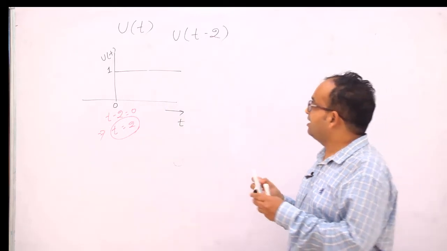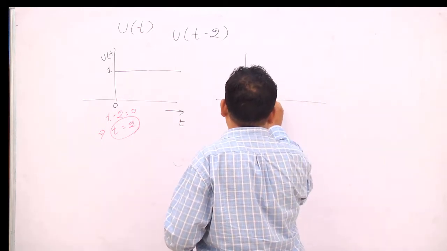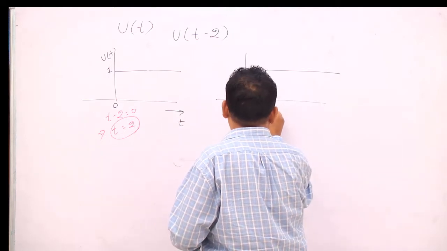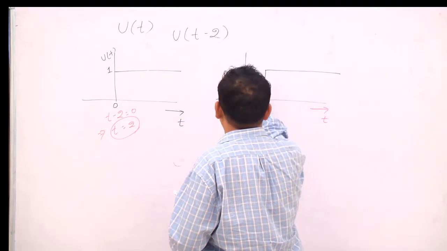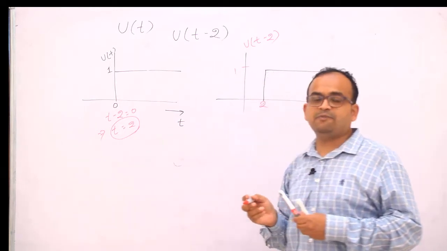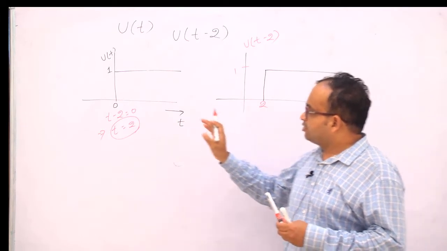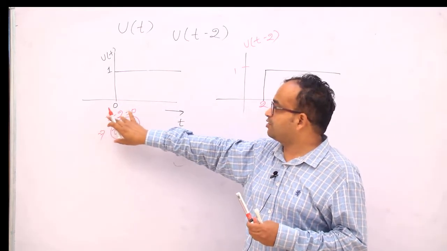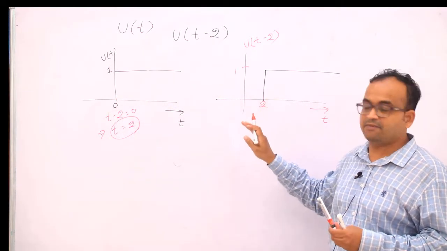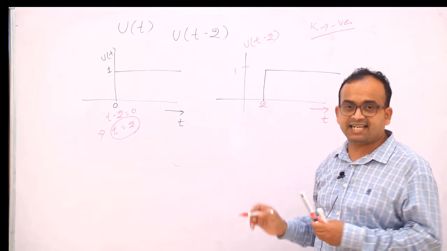So how will the signal be? This is the signal, and we can find the new position will be here, 2. This is time, with the same amplitude 1. This is known as u of t minus 2. So if I have to find the shifting of a signal, just a very simple thing we can do: t minus 2 equal to 0, and the new value of t is coming here as 2. So this is known as the right shift, because the value of k, what is k here? K is negative, right? As k is negative, this is a right shift.